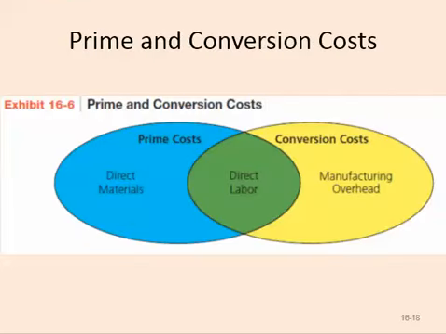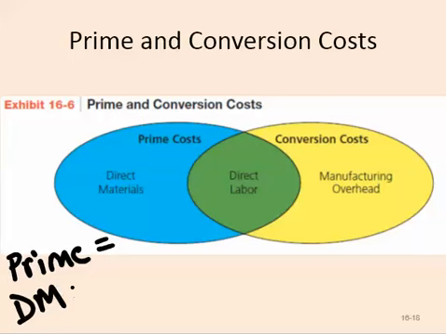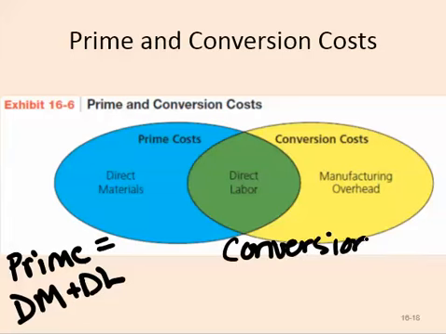Let's look at prime and conversion costs. Direct materials and direct labor added together are referred to as prime costs. Again, something you might want to write down. Prime is your direct materials plus your direct labor. Then we have something called conversion costs, and that is your direct labor plus your manufacturing overhead. Remember, your manufacturing overhead is going to be your indirect materials, your indirect labor, and other indirect types of costs like taxes and insurance on the building.